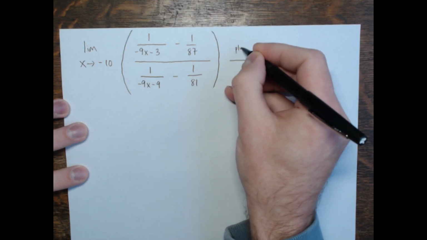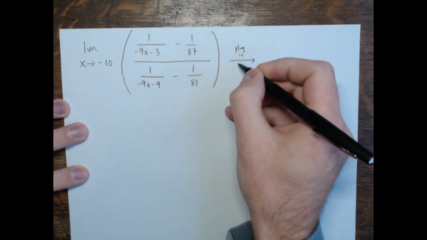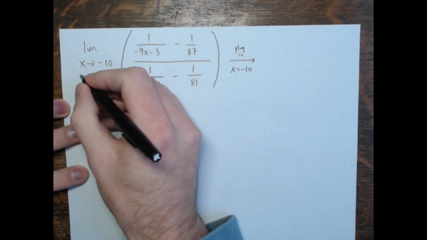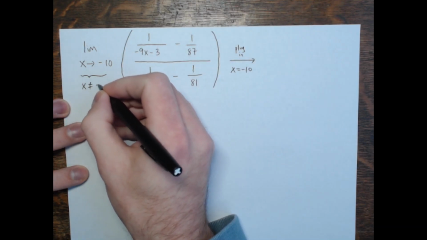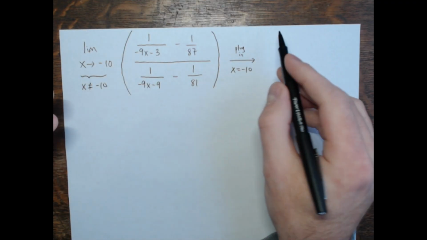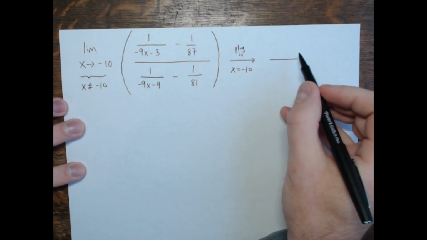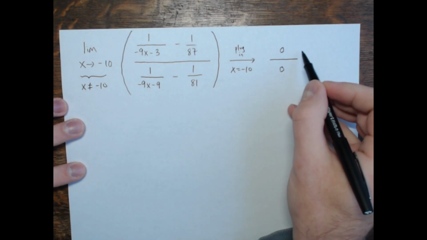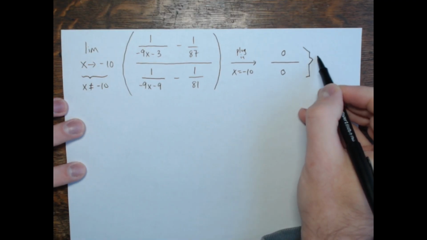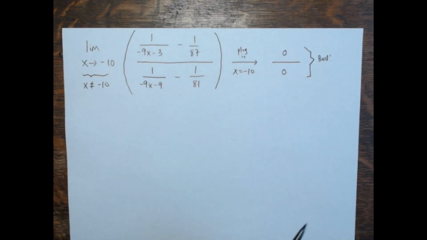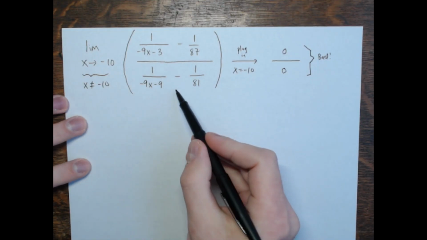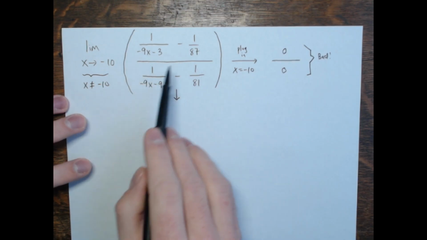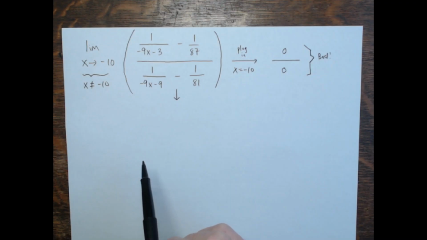So again, if I were to plug in, do the bad thing, x equals negative 10, and technically x is not negative 10. But if I were to do a direct substitution, say I can apply the limit laws, you'd end up with 0 in the numerator and 0 in the denominator again, right? So this is bad. You can't say anything. 0 divided by 0 is one of those indeterminate forms, meaningless. So I have to then simplify this.